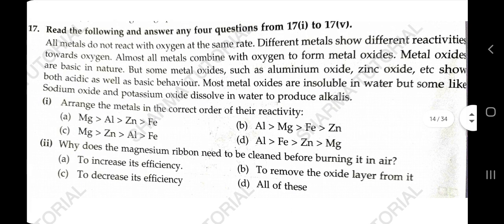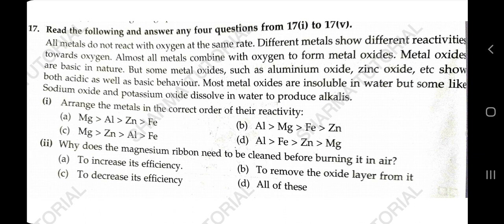All metals do not react with oxygen at the same rate. Different metals show different reactivities towards oxygen. Almost all metals combine with oxygen to form metal oxides. Metal oxides are basic in nature. But some metal oxides such as aluminum oxide, zinc oxide, etc. show both acidic as well as basic behavior. Most metal oxides are insoluble in water, but some like sodium oxide and potassium oxide dissolve in water to produce alkalis. So this is the case-based questions paragraph.